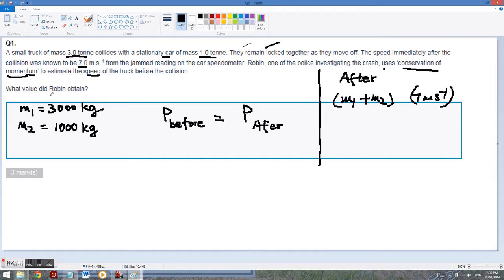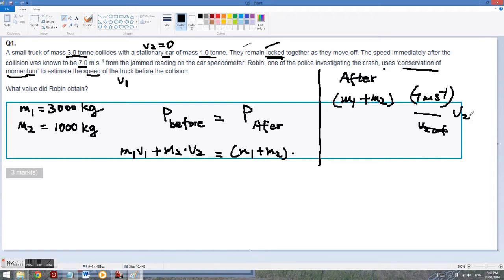Now let's write it down. We need to find the speed of the truck before the collision. Name it V1. So M1 times V1 plus M2 times V2, where V2 is stationary, that's the total momentum before, equals the momentum afterwards, which is M1 plus M2, because they've been locked together, times the velocity afterwards. Let me give it a name, V2A.